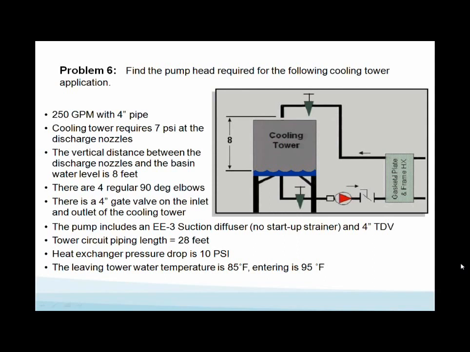The total circuit piping length is 28 feet of 4-inch pipe. I have a plate heat exchanger there. My plate heat exchanger has a pressure drop of 10 pounds. And my leaving cooling tower water is 85 degrees, entering at 95, coming back at 85. So what am I pumping? I'm pumping 85 degree water.